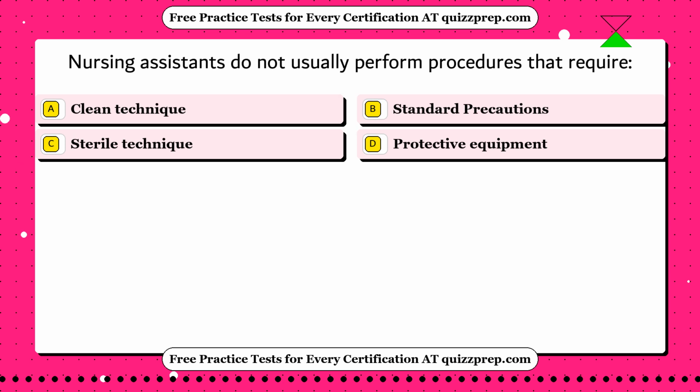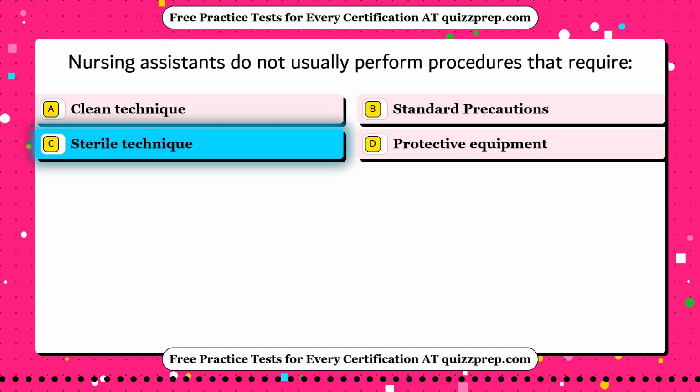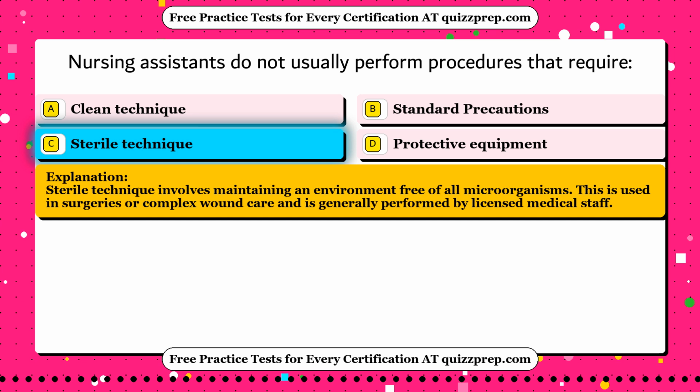Question 12. Nursing assistants do not usually perform procedures that require option A, clean technique. Option B, standard precautions. Option C, sterile technique. Option D, protective equipment. The correct answer is option C, sterile technique. Sterile technique involves maintaining an environment free of all microorganisms. This is used in surgeries or complex wound care and is generally performed by licensed medical staff.